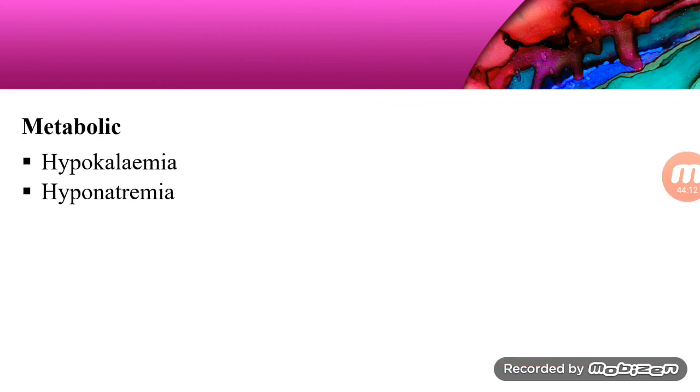Okay, next is metabolic. What are the metabolic symptoms you can see, these metabolic disorders, in case of liver cirrhosis? Hypokalemia and hyponatremia. Okay, hypokalemia means decreased potassium level, then hyponatremia means decreased sodium.